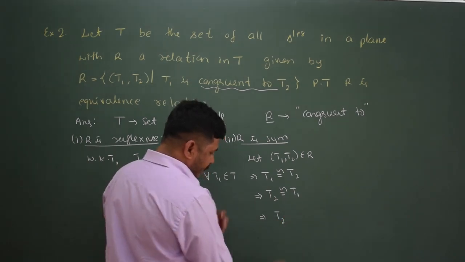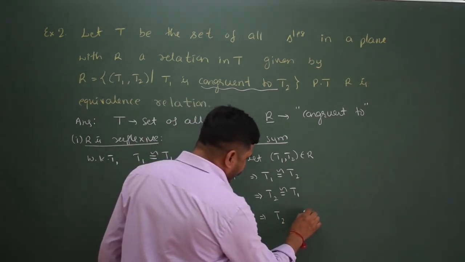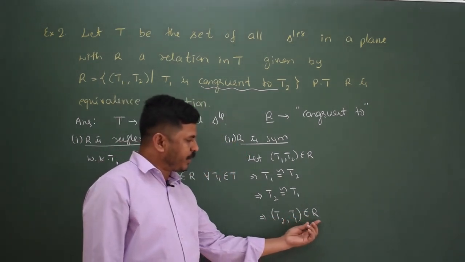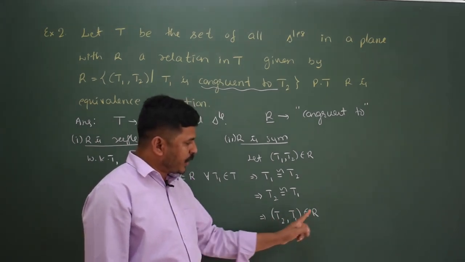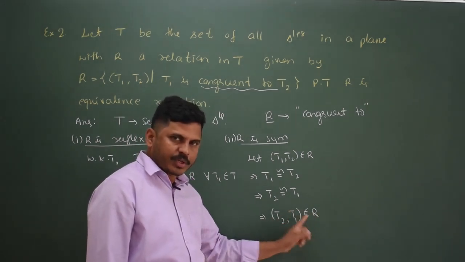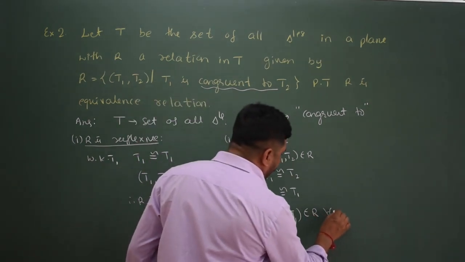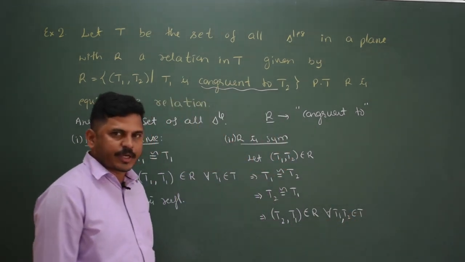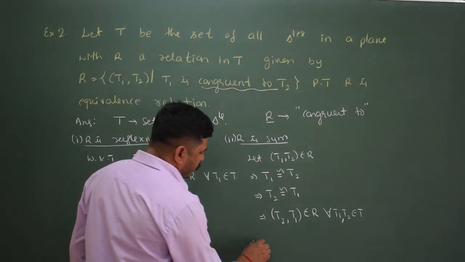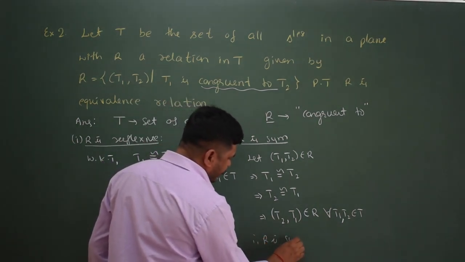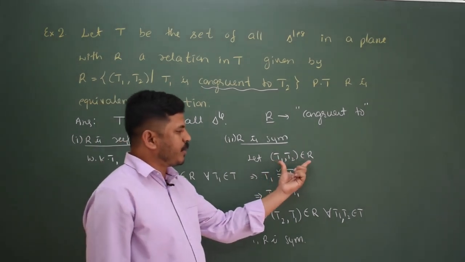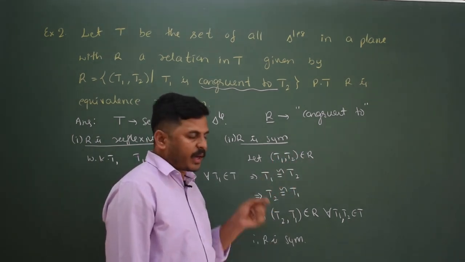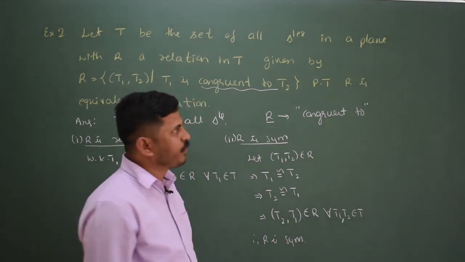Does it imply mathematically T2 is congruent to T1? We write it as (T2, T1) belongs to R, read as T2 is congruent to T1. Is it true for all T1, T2 belongs to the set T? Yes. Therefore R is symmetric. What does that mean? If (A, B) belongs to R, you need to prove (B, A) belongs to R. So I took (A, B) belongs to R, and I proved (B, A) belongs to R.